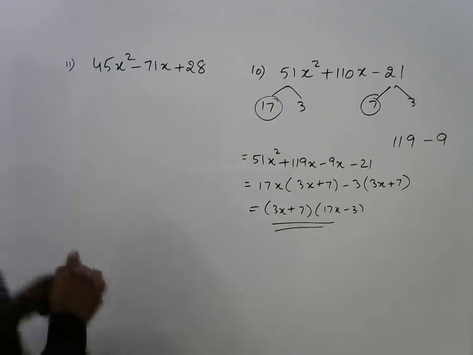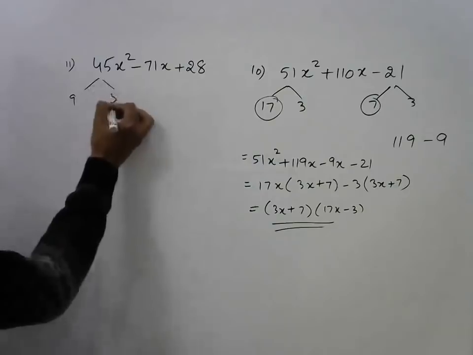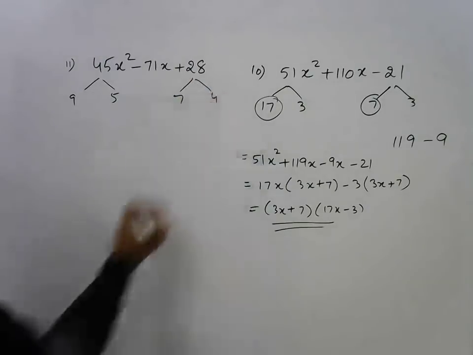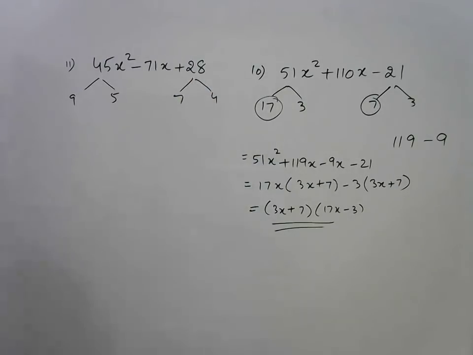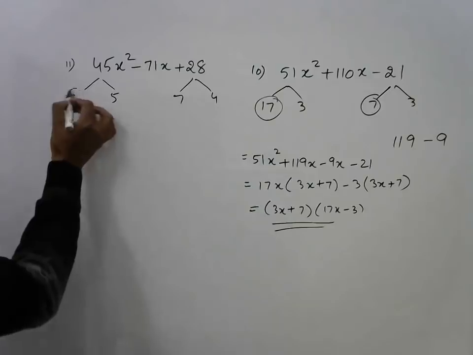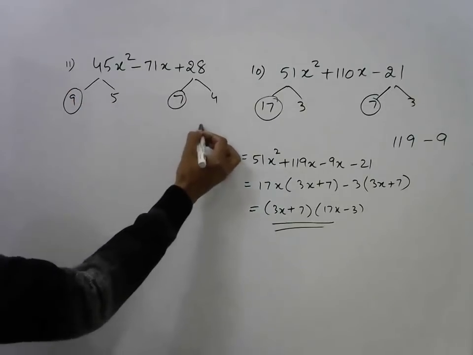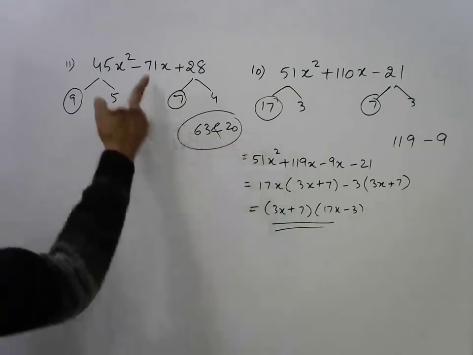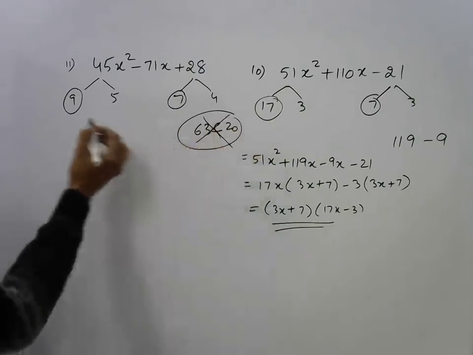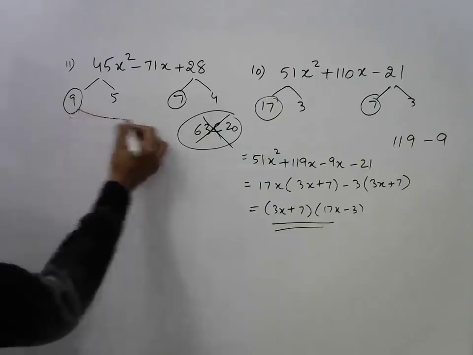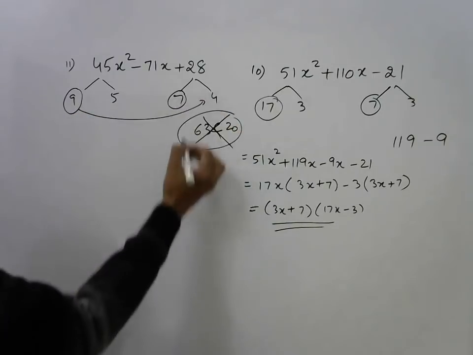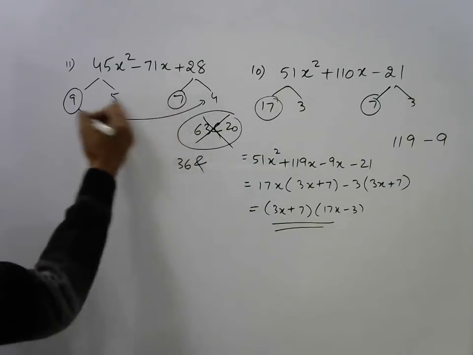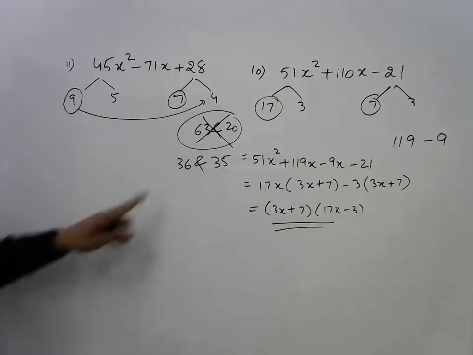Fine. So let's see. This is 9 into 5, 45. And this is 7 into 4, 28. Now, I told you I go with larger numbers first. But again, there is a problem. Why? Because 9 and 7 will give you 63, and 5 and 4 will give you 20, and these two numbers are not going to give you 71. So I cancel this one. Now I will try and combine 9 with 4. So 9 4s are 36 and 7 5s are 35, and there we are, 36 and 35.